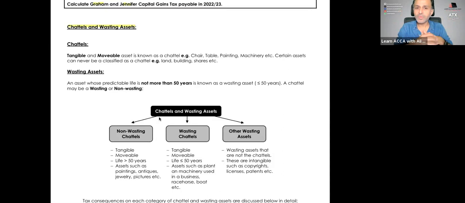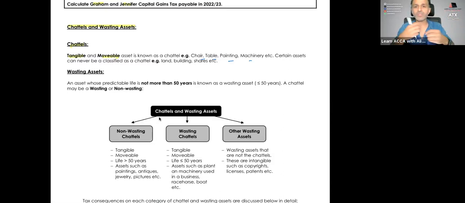Because we have different sets of rules for each, the whole thing has been categorized into three. Movable, tangible is chattel. Examples could be table, chair, painting, machinery. Machinery is chattel also, because machinery is not as fixed as the building is fixed. A machine can still be unfixed and you can move it away, like an aircon is a machine. For the time being, it's fixed on the wall, but you can detach it and take it to another room. That cannot be the case with the building.